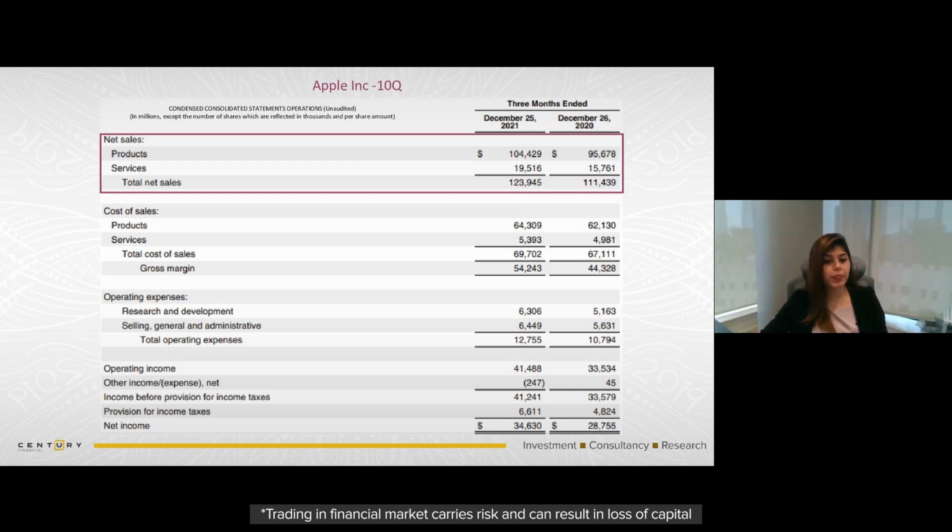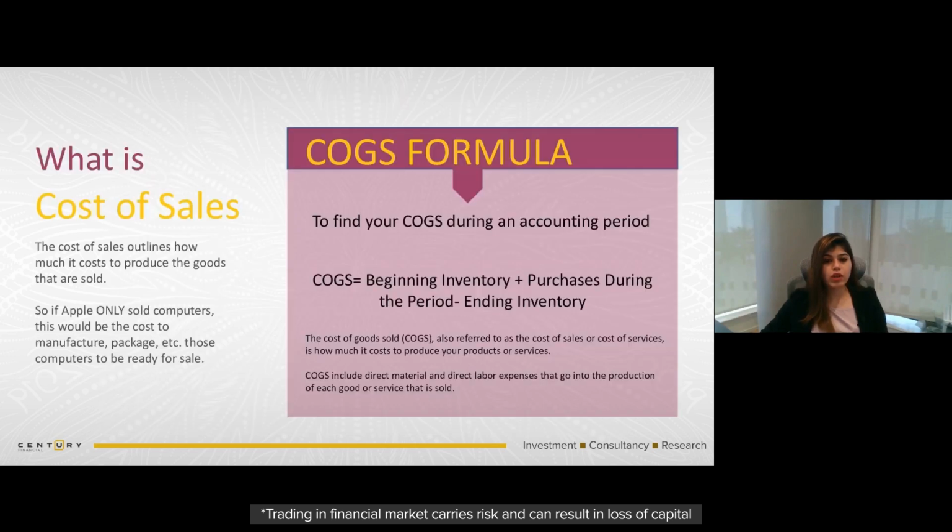Now, moving forward to the next thing, we have something called cost of sales. Now, what is cost of sales? Just for example, we were speaking about Apple. What is the cost of manufacturing those computers that were sold in that particular year, or the cost of manufacturing those iPhones that were sold in that particular year? That is as simple as it is, the cost of goods sold.